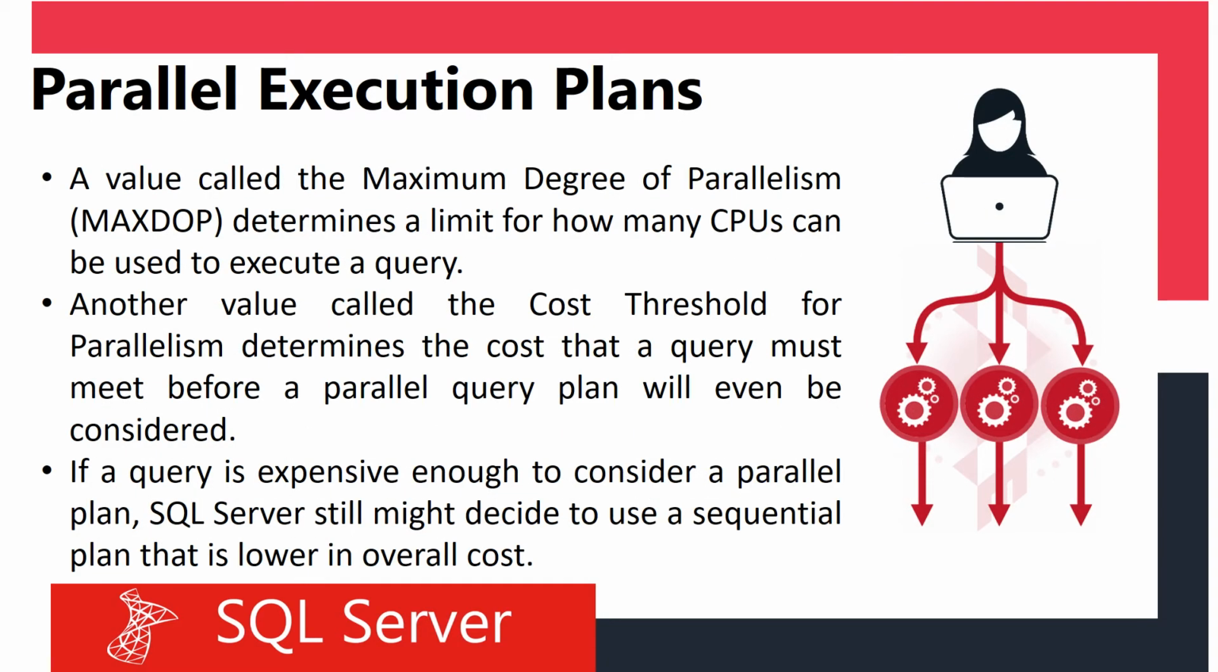A value called the maximum degree of parallelism, MAXDOP, determines a limit for how many CPUs can be used to execute a query. Another value called the cost threshold for parallelism determines the cost that a query must meet before a parallel query plan will even be considered. If a query is expensive enough to consider a parallel plan, SQL Server still might decide to use a sequential plan that is lower in overall cost.